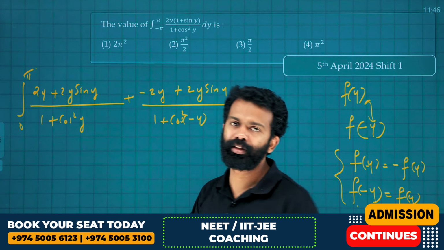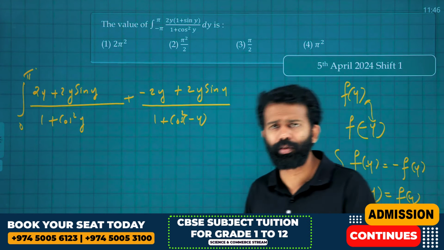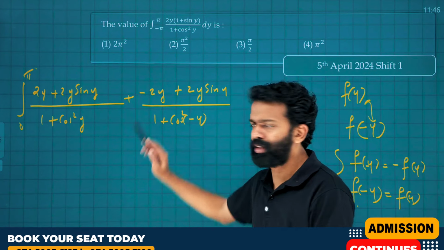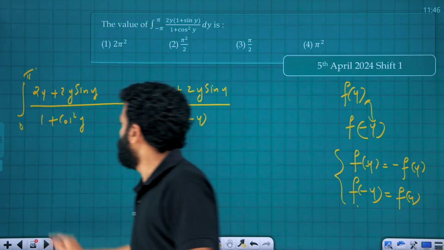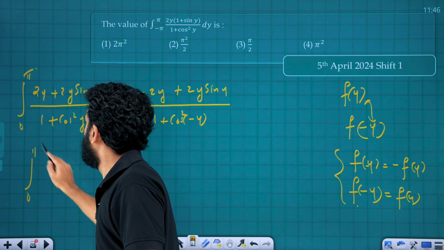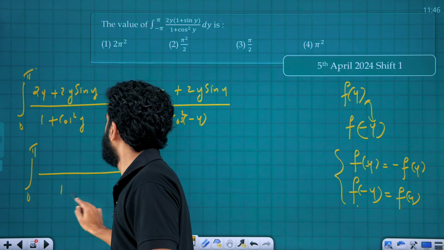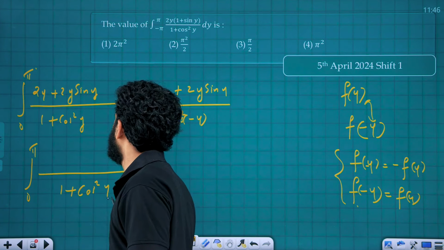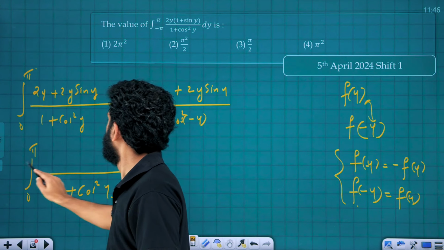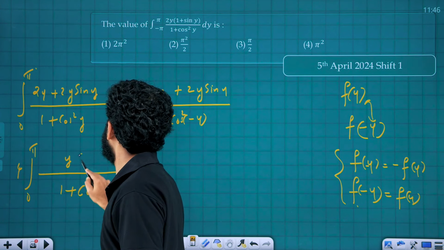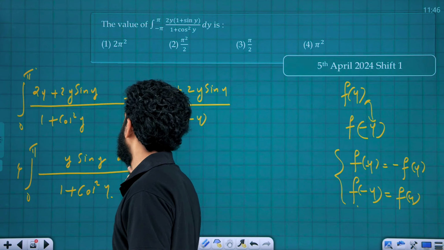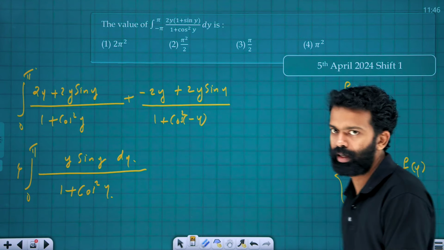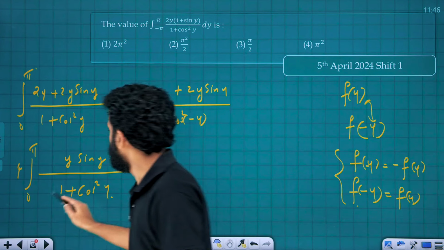What is cos minus y? Cos y. And what is cos square? Basically the denominators are equal. So it will be 0 to pi, divided by 1 plus cos square y. If you cancel this and this, you will get 4 times y into sine y dy. Let's take it as I.